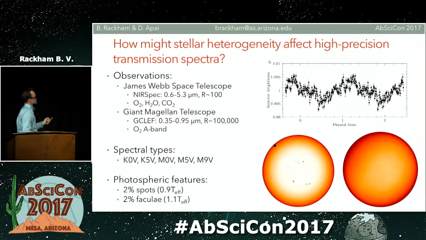One is going to space with the James Webb Space Telescope and getting a low resolution spectrum from 0.6 to 5.3 microns. We can look for absorption from O2, water, carbon dioxide.